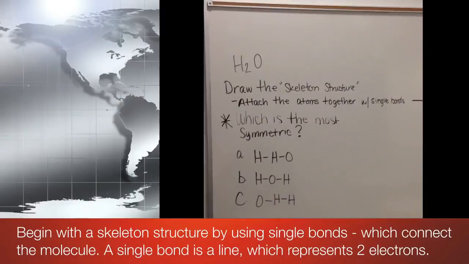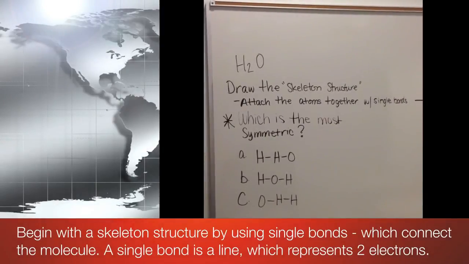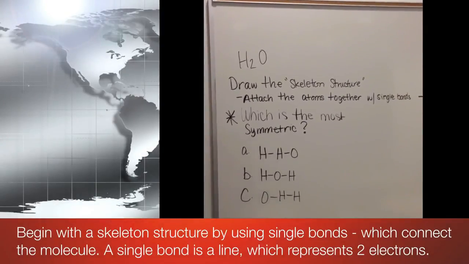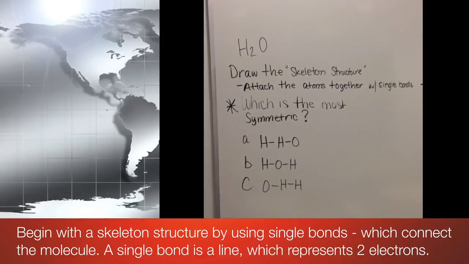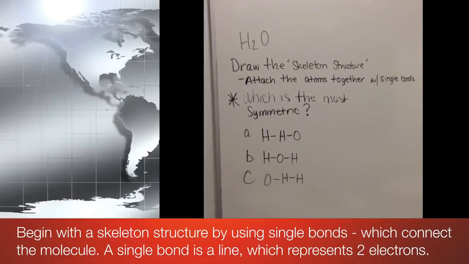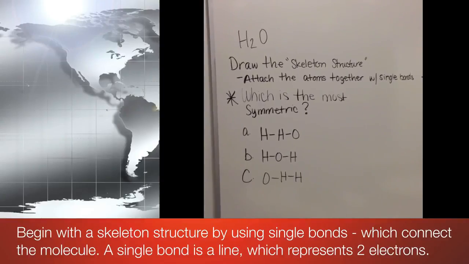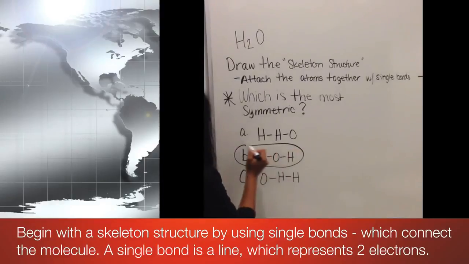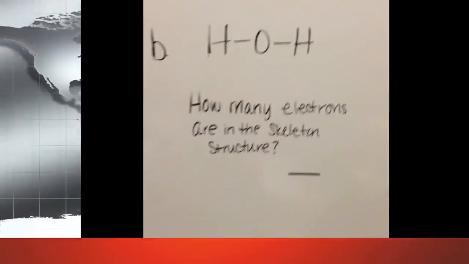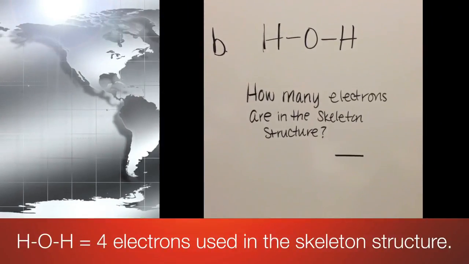Draw the skeleton structure. Attach the atoms together with single bonds. Which is the most symmetric when drawing H2O? If you chose B, you are correct. How many electrons are used in the skeleton structure?